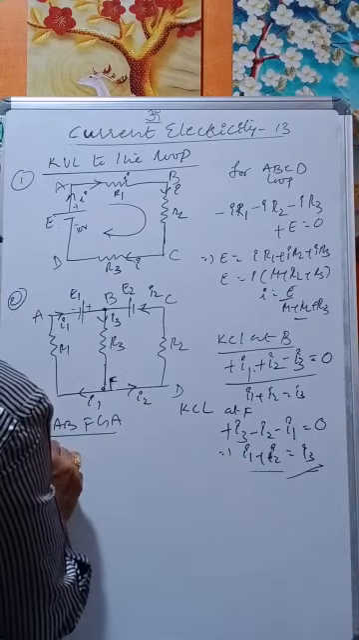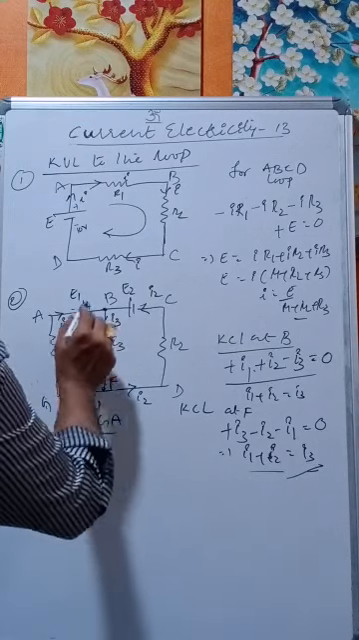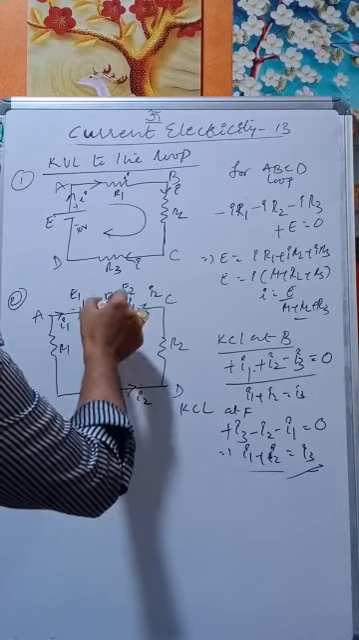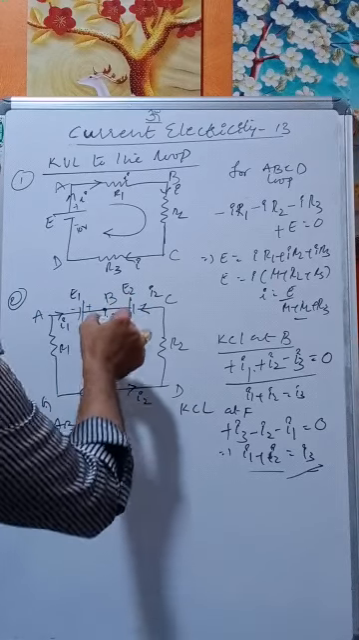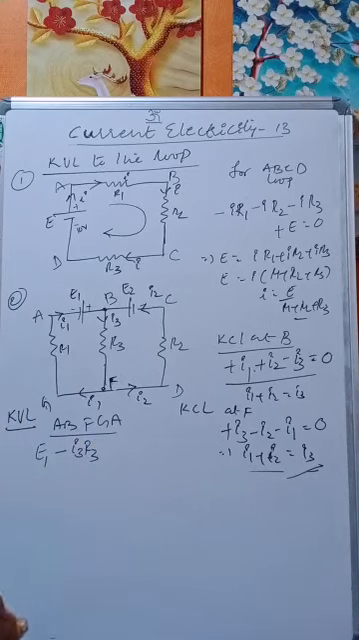Therefore, take the EMF as positive, E1. Next, we are moving across the resistor, from B to F, in the direction of current only. Therefore, the drop is negative: minus I3 R3.